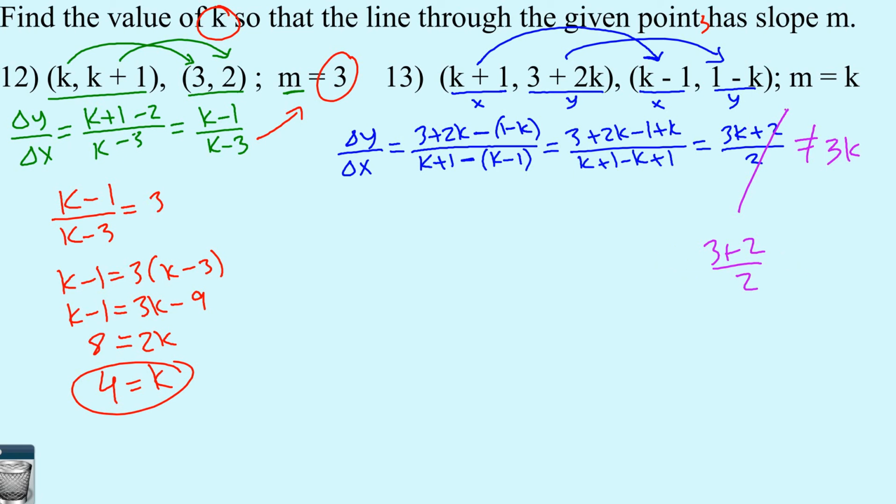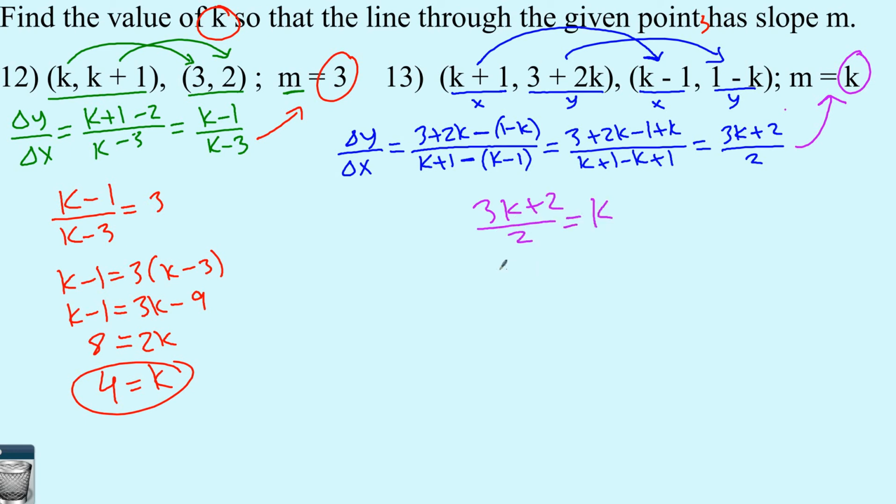So I'm going to erase that now. Sorry, bear with me. Okay, so now here's my slope, but my slope also equals k. So 3k plus 2 over 2 equals k. 3k plus 2 equals 2k. 2 equals negative k. I moved the 3k. And then, so negative 2 must equal k.